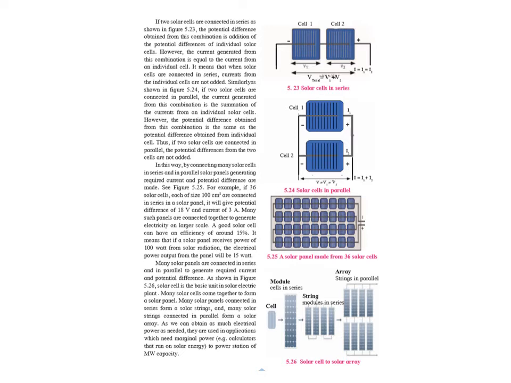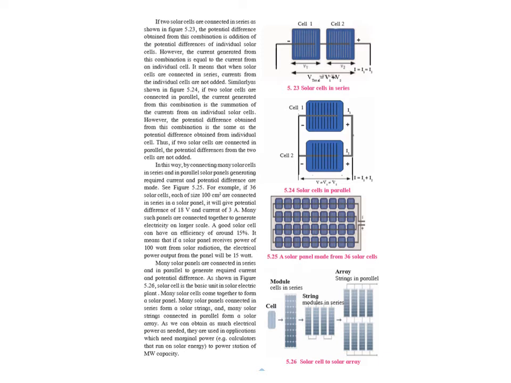Many such panels are connected together to generate electricity on a larger scale. A good solar cell can have an efficiency of around 15%. That means if 100 watt of solar radiation is received by the panel, 15% of it, or 15 watt, is generated. Now it may sound less, but if you consider the amount of solar energy that we receive, it's a huge amount. Many solar panels are connected in series and in parallel to generate the required current and potential difference, as shown in the different diagram.